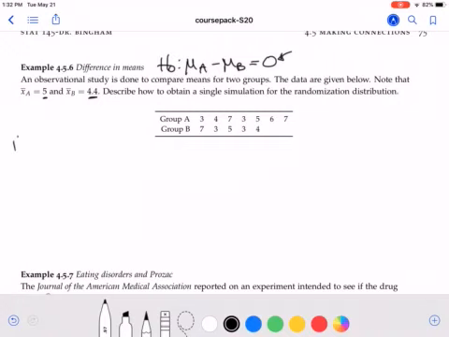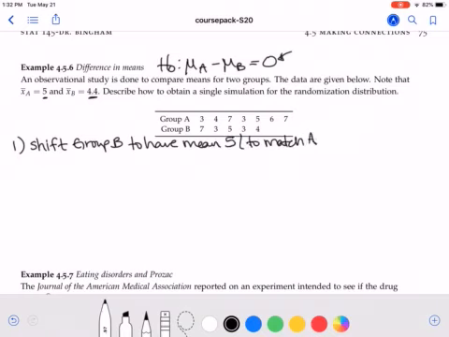So what is done as step 1 is we move one of these data sets to have a mean that matches the other data set. So we would shift group B to match group A. So we want it to have a mean of 5. And that is for the purpose of matching A so that the difference is the 0 that we want. How do we get group B, which has a mean of 4.4, to move to a 5? Well, we would add 0.6.